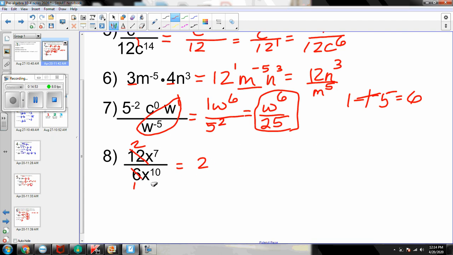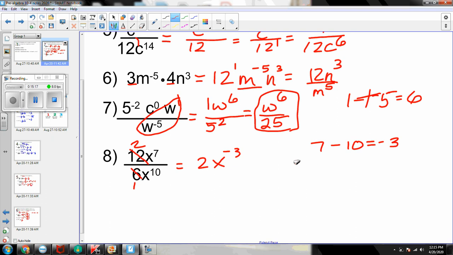Remember what we do when we divide exponents? What do we do when we divide exponents? What are we going to do with the 7 and the 10? Yes, we're going to subtract. So we're going to take 7 minus 10. 7 minus 10 is like a 7 and a negative 10. 7 and negative 10 make negative 3. So this is going to be x to the negative 3.